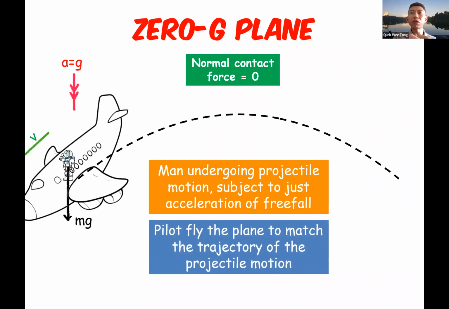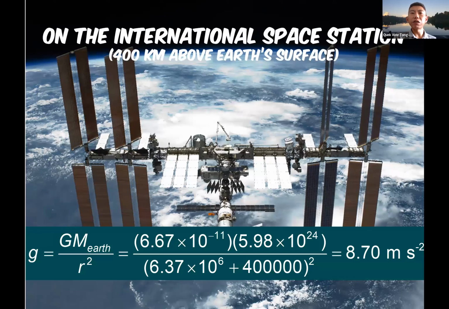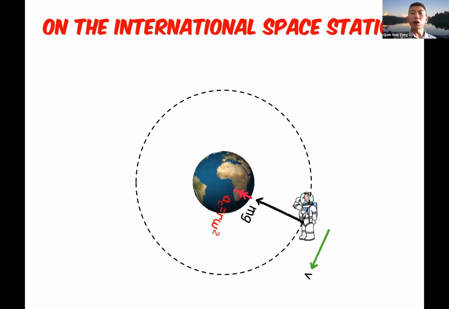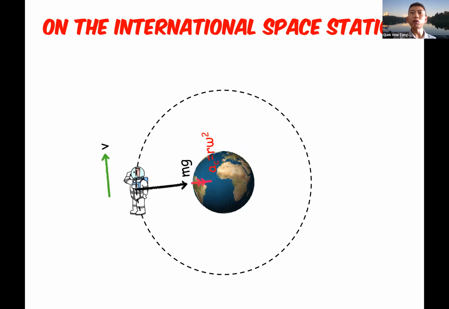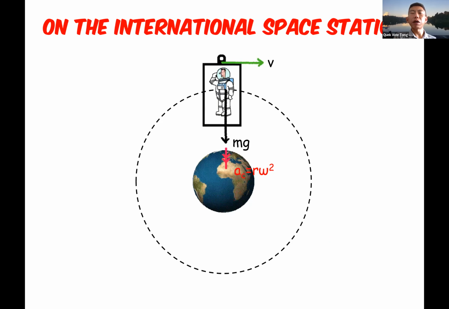I'll skip, I mentioned this already. Same for the International Space Station. So when you are in outer space, you are going in the same circular motion as the space station. Thus the person inside will have no normal contact force from the surroundings, because both you and the surroundings are accelerating at the same g.